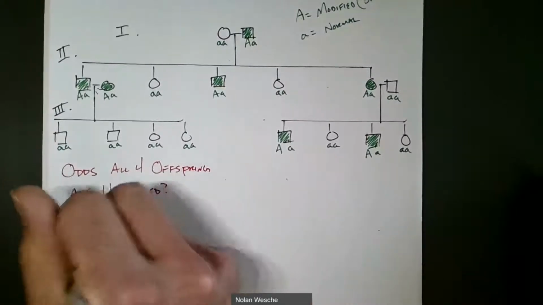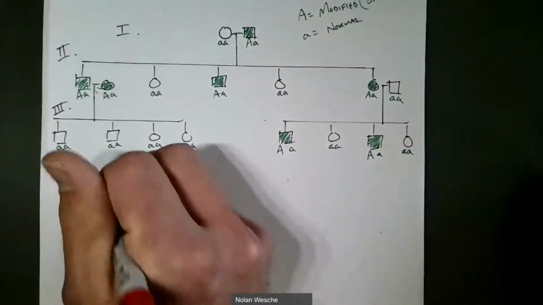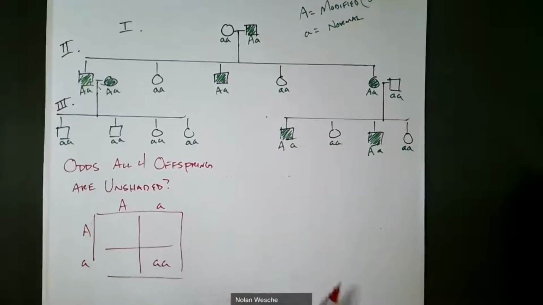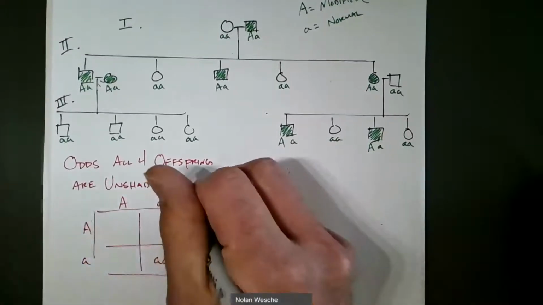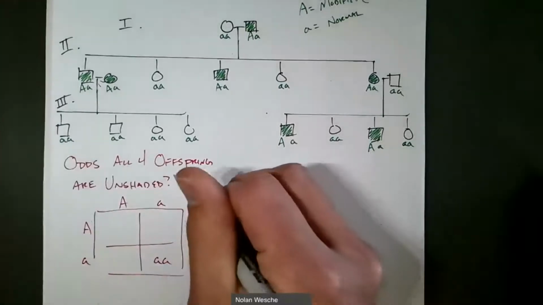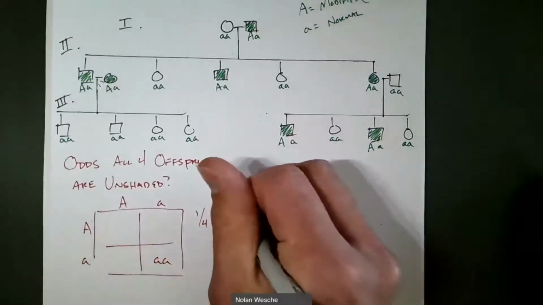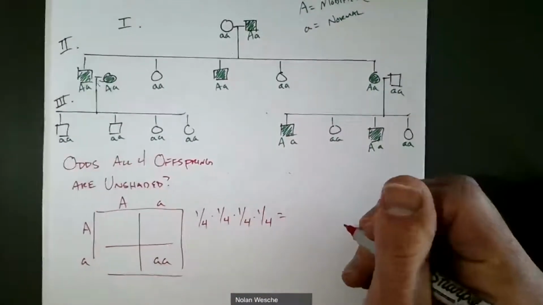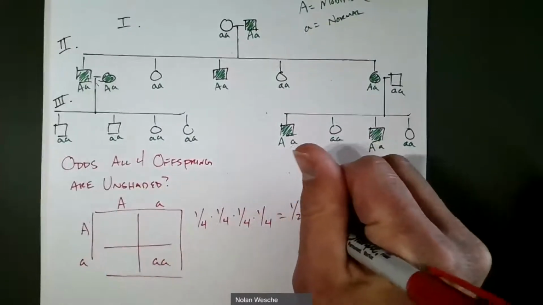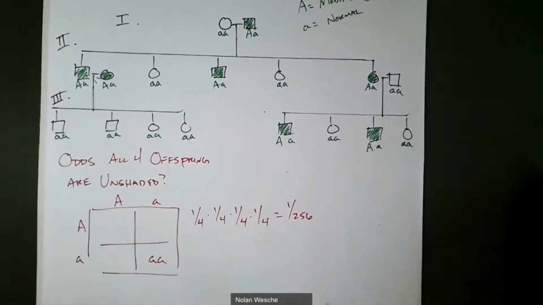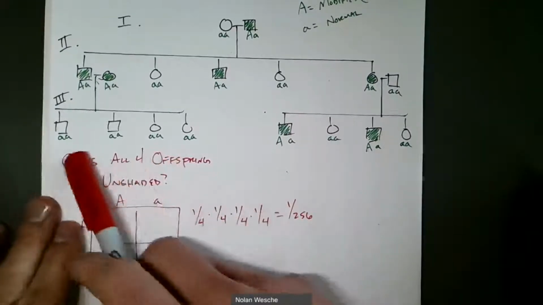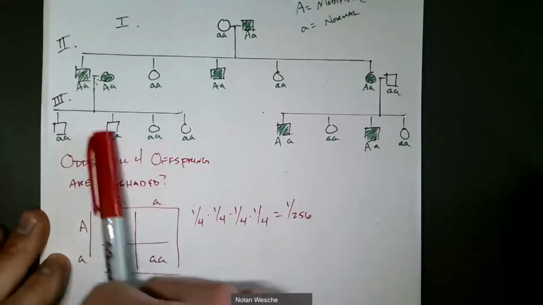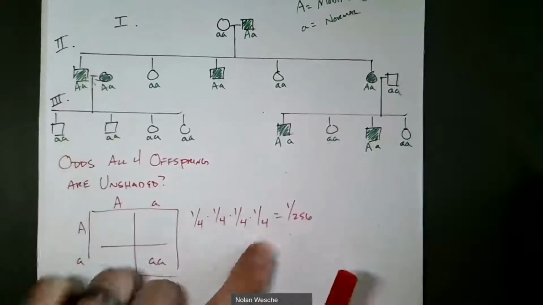And when you think of a Punnett square like this, this little a ends up 1 out of 4 times. So you'd have 1/4 for this kid, 1/4 for this kid, 1/4 for this kid, and 1/4 for this kid. So you would have to multiply all those odds and you would get 1 out of 256 would be the odds that all four offspring are unshaded. So pretty unlikely that we would see the pedigree set up like this. You would expect really one of these individuals to be shaded, but that can occur. It's possible, but it's quite rare.